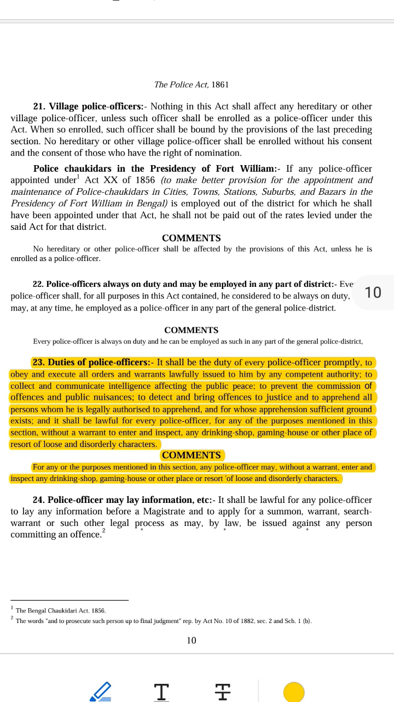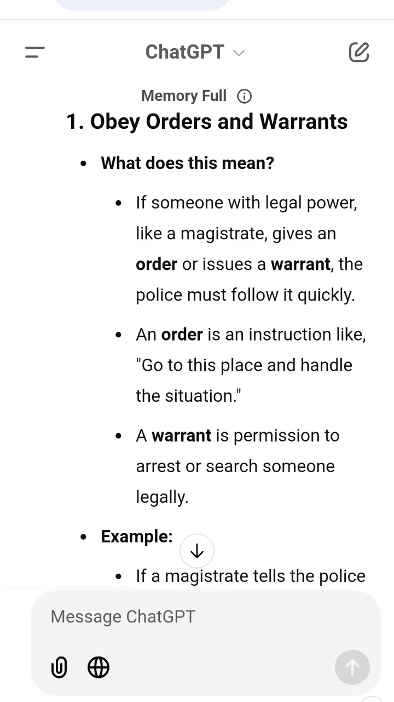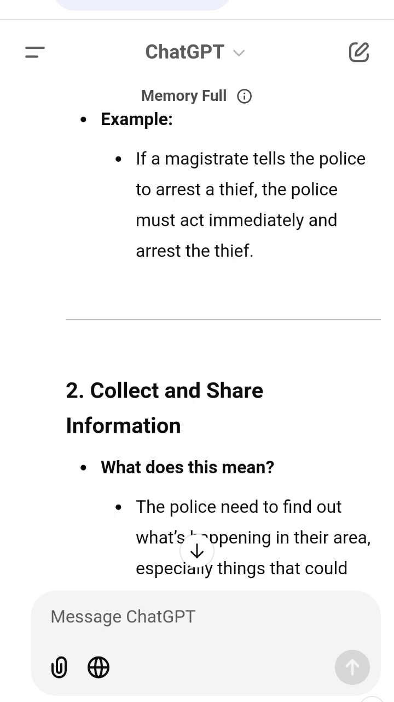Extra details to make it clearer. Who are loose and disorderly characters? These are people who cause trouble in public, do illegal things like gambling or drinking in banned areas, or disturb others with bad behavior. What is public nuisance? Public nuisance means anything that bothers the public or breaks rules in public places. Examples, loud music in a quiet neighborhood, selling banned items in a market, blocking a public road without permission.